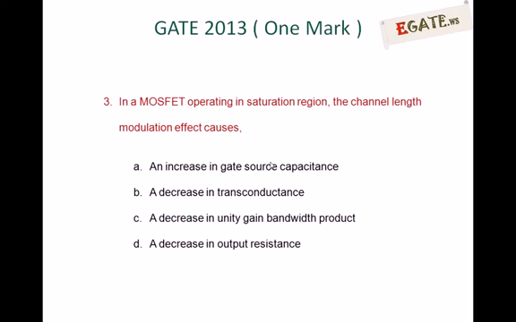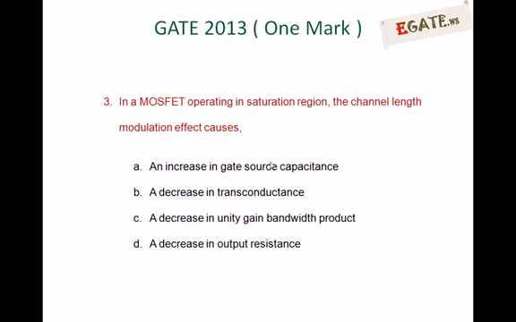The question is, in a MOSFET operating in saturation region, the channel length modulation effect causes: A. an increase in gate source capacitance, B. a decrease in transconductance, C. a decrease in unity gain bandwidth product, D. a decrease in output resistance.